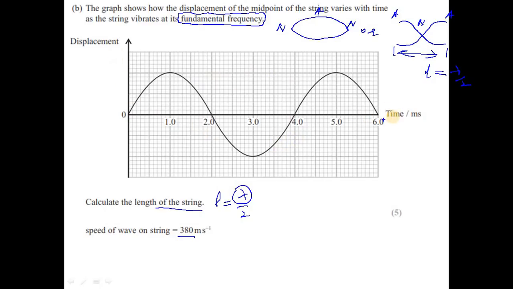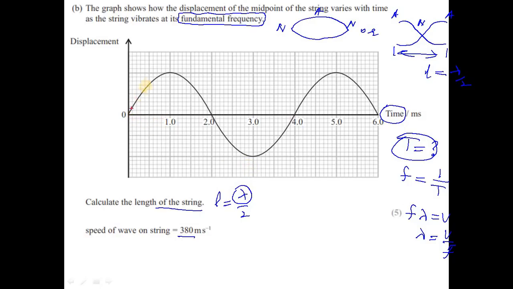If you see, this is a displacement-time graph, and from this graph we can figure out the time period of the wave. If we can figure out the time period, then using this T we can find frequency. f is equal to 1 upon T. Once we have the frequency, since we are given the speed, we can use f lambda is equal to v, and lambda is equal to v by f. So we can figure out the wavelength, and we can use this wavelength here to find the length. So let's just find the time period.